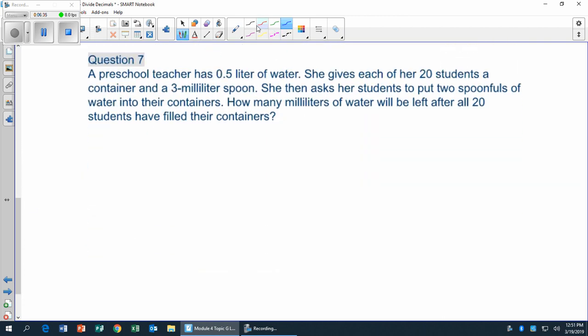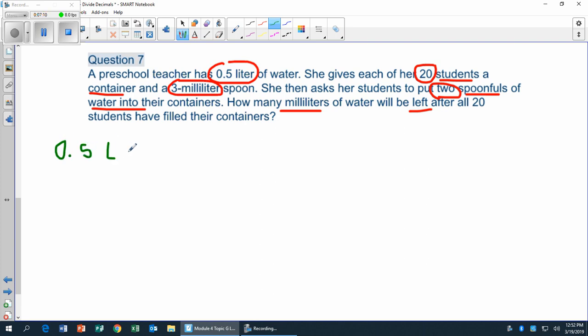Okay. A preschool teacher has 5/10 of a liter of water. She gives each of her 20 students a container and a 3 milliliter spoon. And the first thing I notice right away is that this is liters and this is milliliters. She then asks her students to put 2 spoonfuls of water into the containers, and they want to know how many milliliters will be left after all 20 students fill their containers. Well, since I want my answer to be in milliliters, I'm going to start by converting my 5/10 of a liter into milliliters.